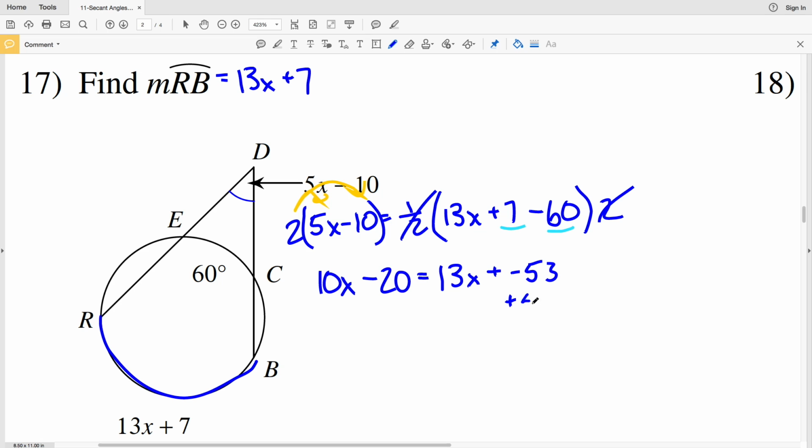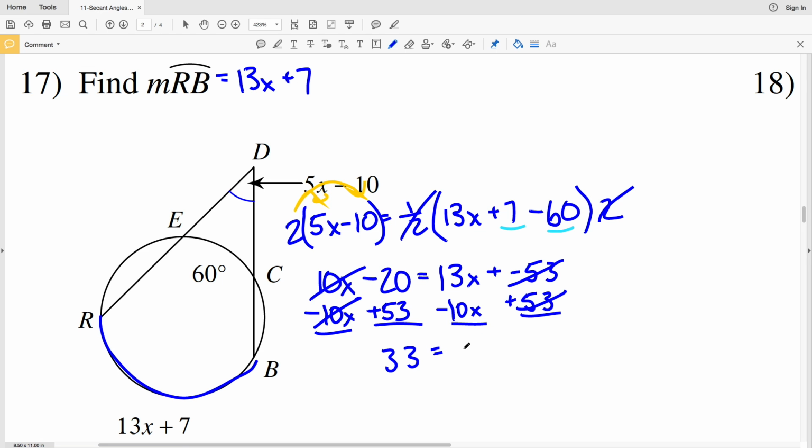Now what I'll do, I'll add 53 to both sides in order for my 53 to cancel out, and I'll subtract 10x from both sides in order for my 10x to cancel out on the left. So essentially I've moved all my terms with x to the right and my terms without x to the left. Negative 20 plus 53 is equal to 33, and 13x minus 10x is 3x. So dividing by 3, I'll get that 11 is equal to x.